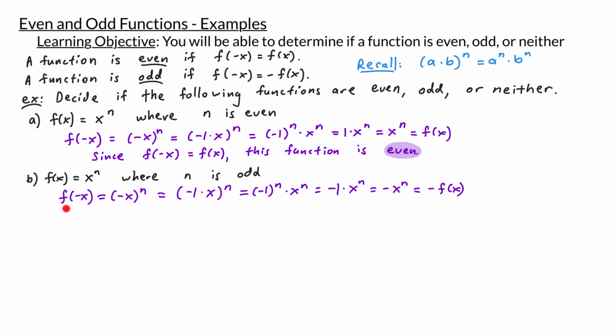Since we found that f of negative x is equal to negative of f of x, we say that our function is odd. With our two examples here, we kind of see why these properties are called even and odd. When we have x to an even power, we ended up with an even function. When we have x to an odd power, we ended up with an odd function.